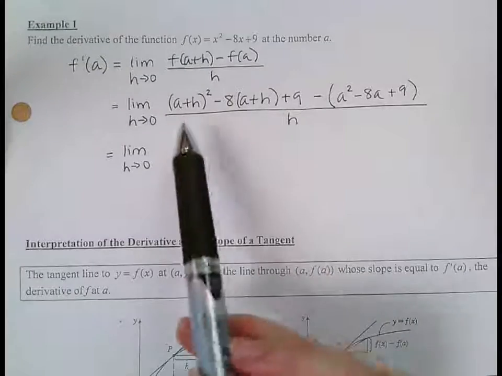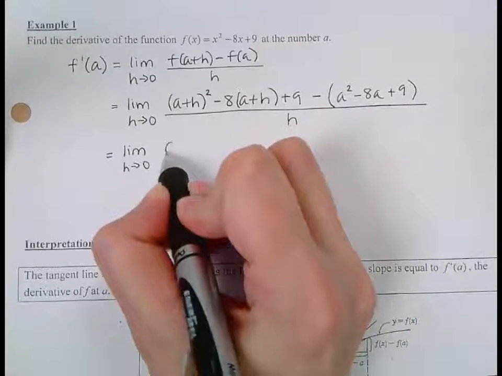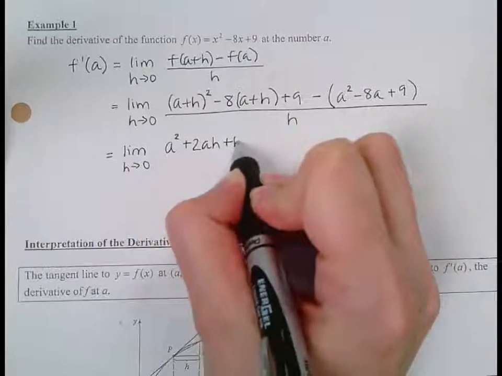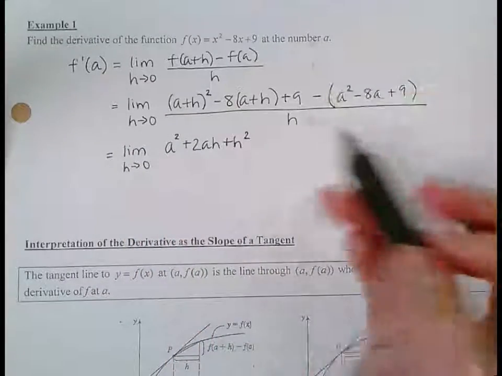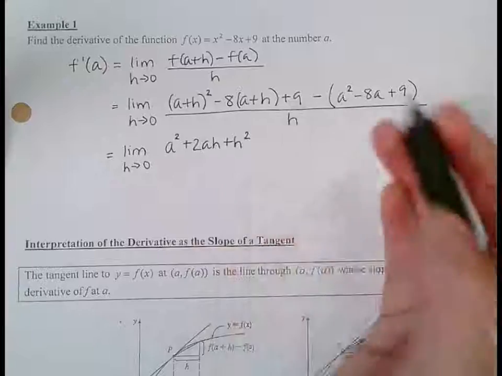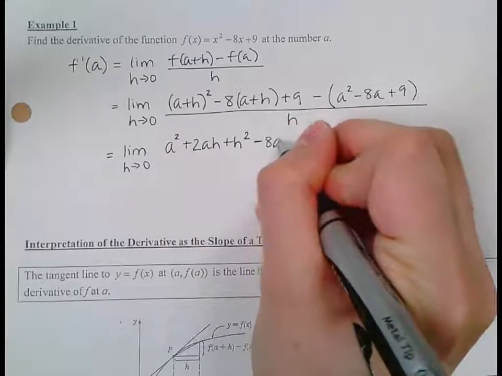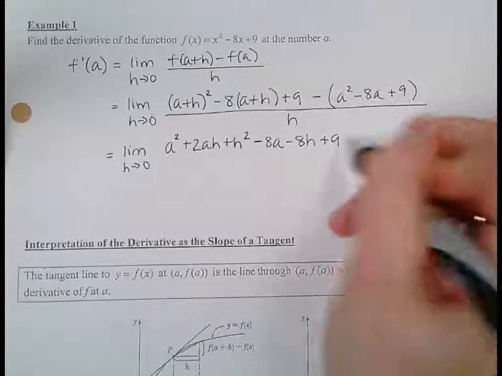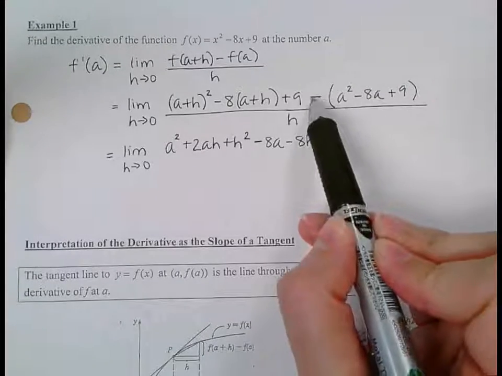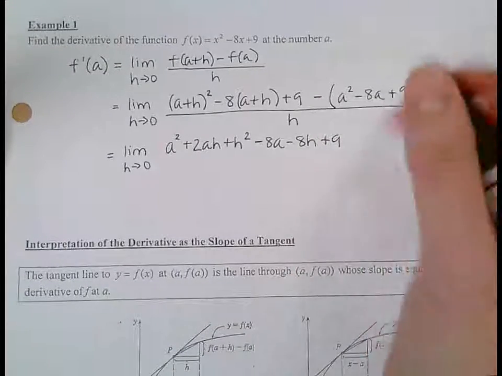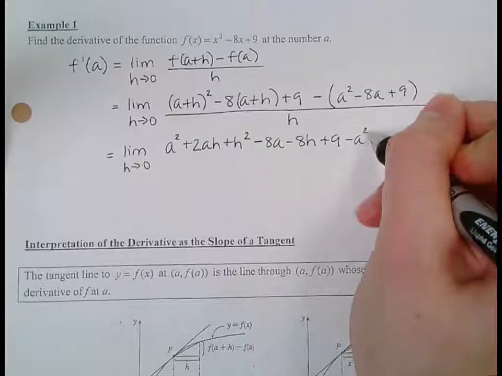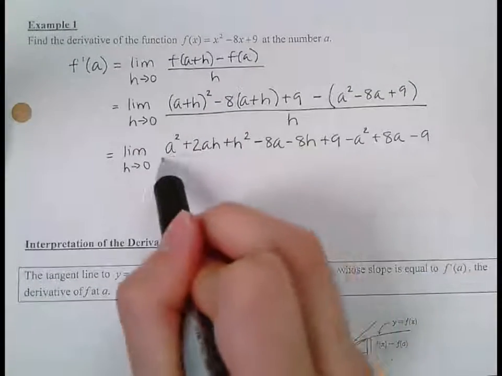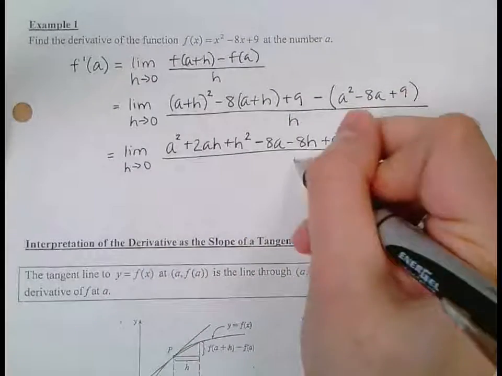So the quantity a plus h squared would be a squared plus 2ah plus h squared. And then I can distribute this minus 8, so minus 8a minus 8h. I still have plus 9. And then I can distribute my subtraction to that quantity, so minus a squared plus 8a minus 9, all over h.